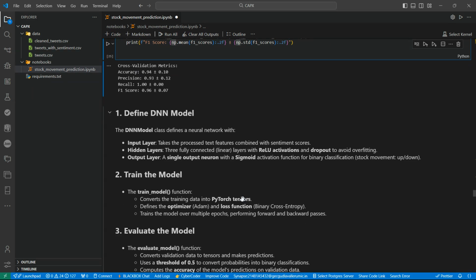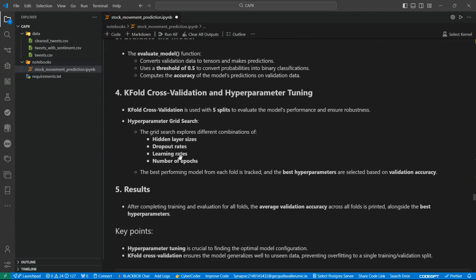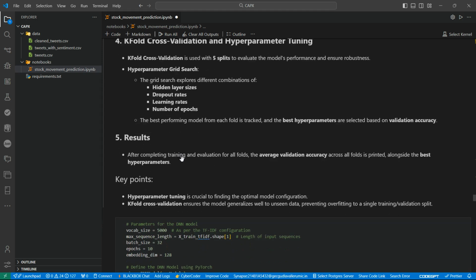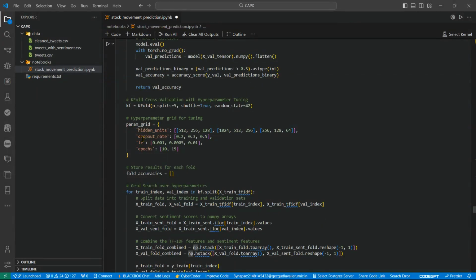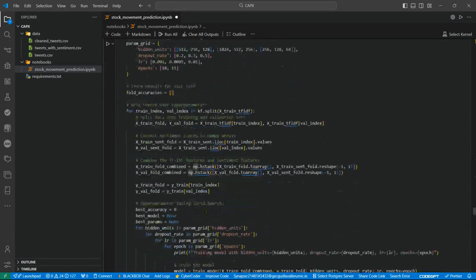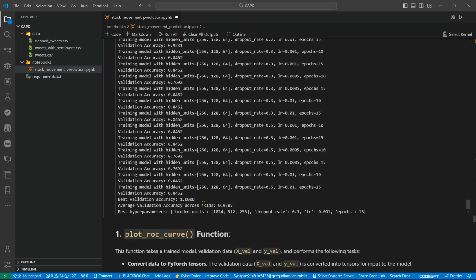Then, for the DNN model, we are using torch. For combination with the better accurate model, we are predicting using hypertuning. The combination is K-fold hypertuning, which we are doing here. These are the different types of layers which we are taking for the DNN model, and these are the different types of parameters for hypertuning we are using. Further, the average accuracy we are getting is 93%, which is the most accurate part.